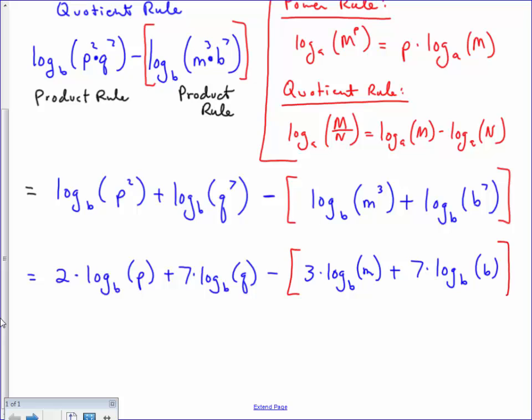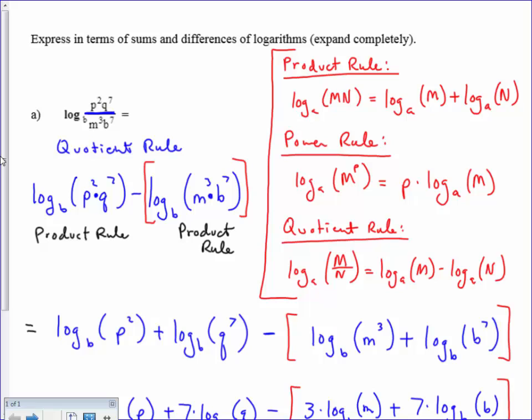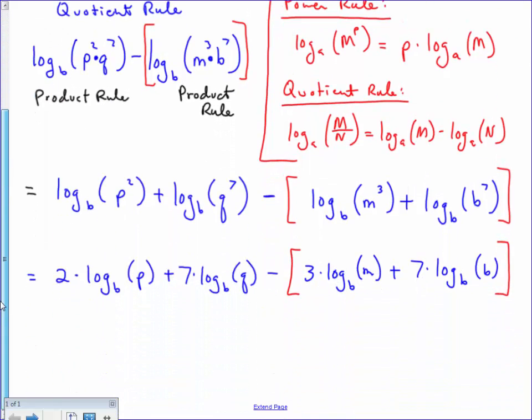Now, the instructions said express as a sum or difference of logarithms. I've done that, but then it says expand completely. Okay, this is where I need to know, am I done or do I need to continue on? One thing that I for sure need to do is I need to take this negative and distribute it in front of those two terms. Another thing I need to do is go through and look at all my arguments and see if there's a rule that I can use to reduce some of them.